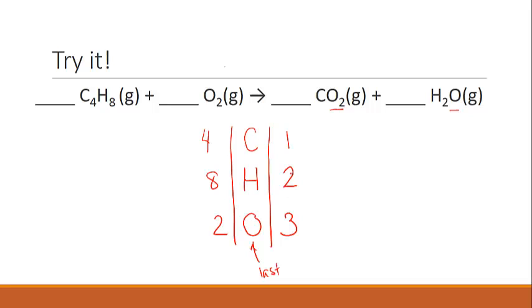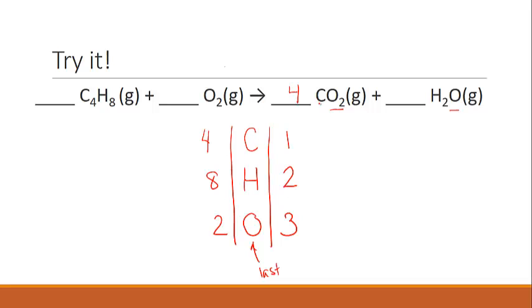So like I said, I recommended balancing oxygen last. So I'm going to start with my carbon. I usually just like to start with whatever is listed first. There's really no trick to it. And if I want 4 carbons on the right side, I need to find the substance that has carbon and decide how many of those total molecules will get me to 4 carbon, and that is 4 carbon dioxide.